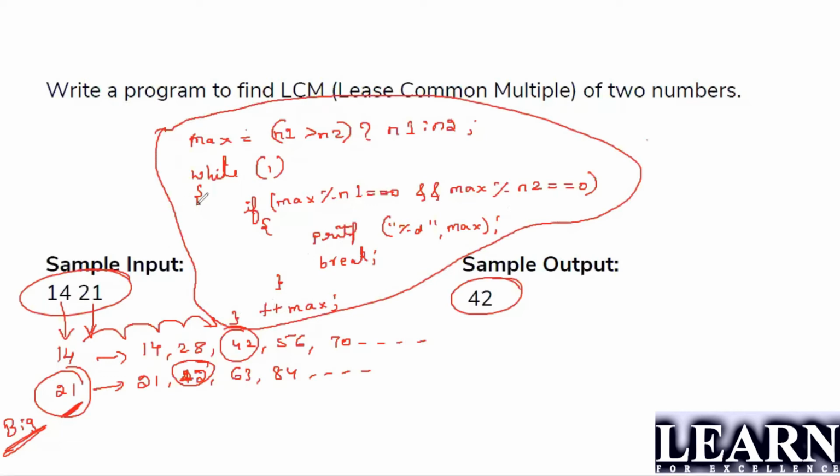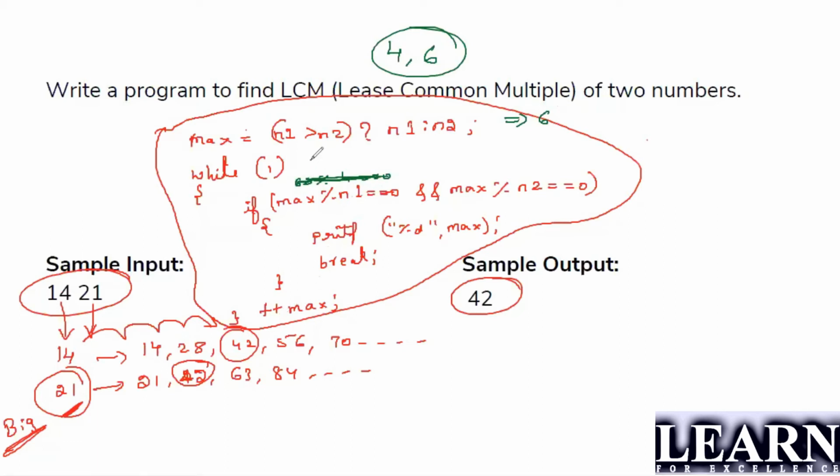Let me take some simple numbers like 4 and 6. What is the common multiple of 4 and 6? It is 12, right? So first I'll find the maximum number, which is 6. Now while 1 is always true. Now 6 modulus N1, which is 4, is it equal to 0? When you divide 6 by 4, is it equal to 0? No. If the condition is not satisfied, you will not enter, and you will increment the value of max.